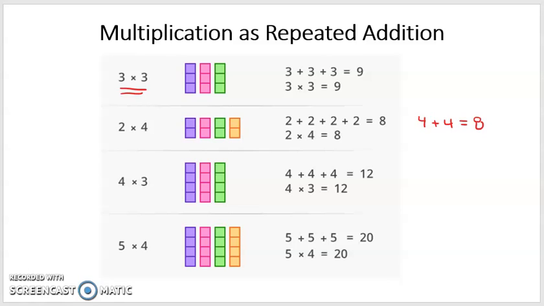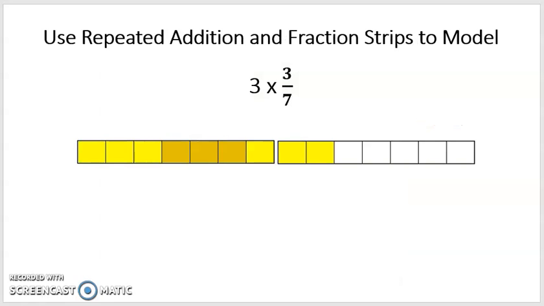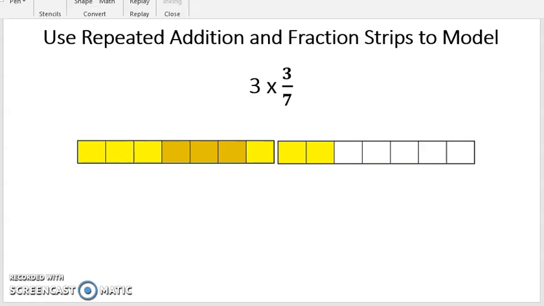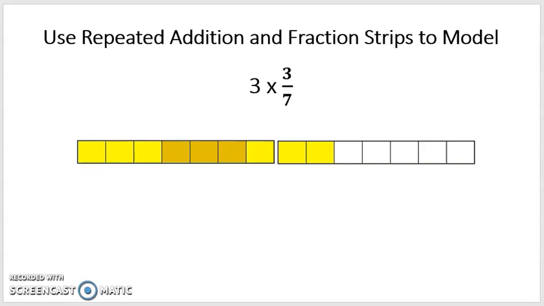So to apply those two models, fraction strips as a manipulative, and multiplication as repeated addition, to fractions, let's have a problem here. 3 times 3 sevenths. If I wanted to represent sevenths, I'd need the fraction strip divided into sevenths, which is right here. So this would be the whole, this would be the unit right there.